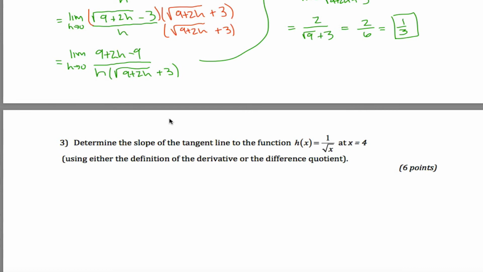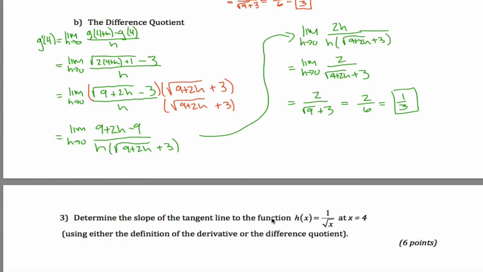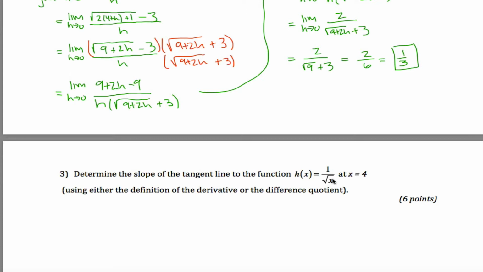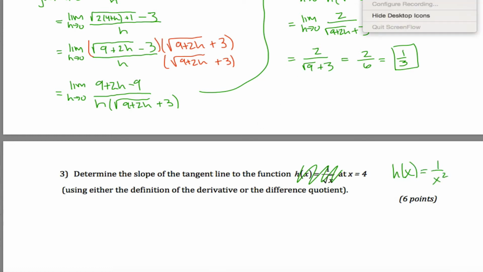Determine the slope of the tangent line to this function at x equals 4. I want to change this. I don't want you to do that. I'm going to change this problem. I'm going to make this 1 over x squared. I think that'll be a little bit easier. h of x equals 1 over x squared. Yeah, okay, so I just made the change.